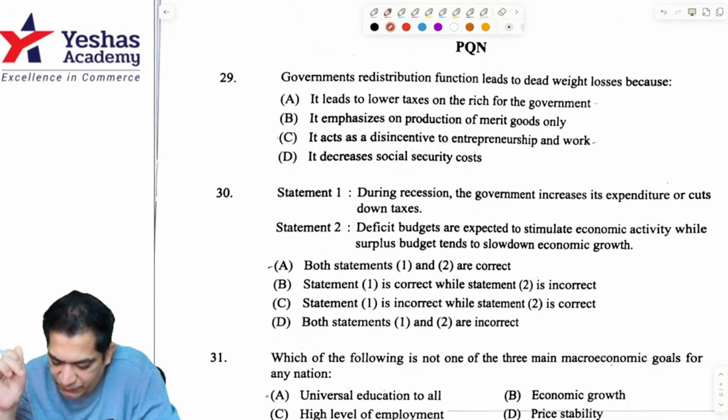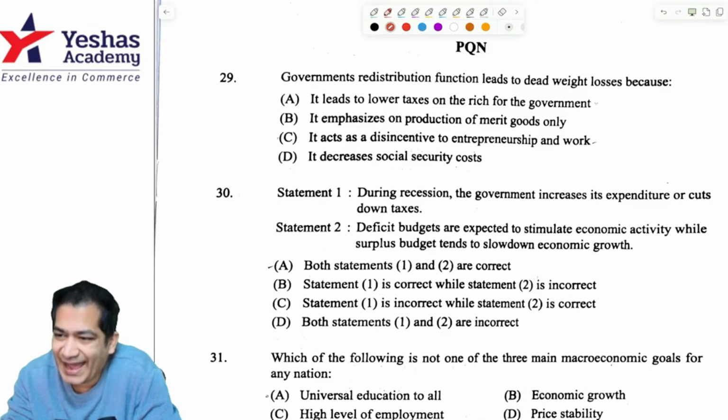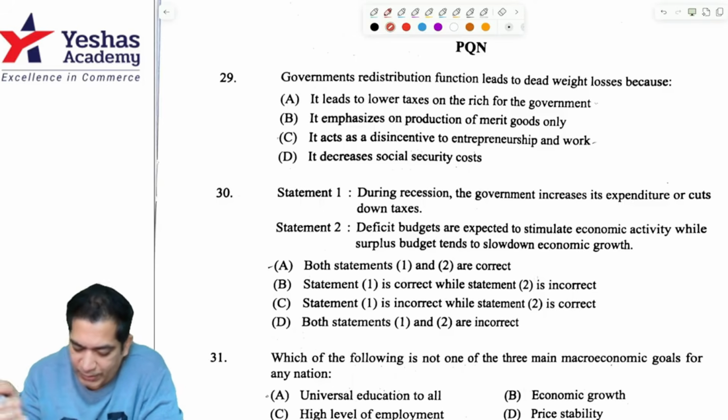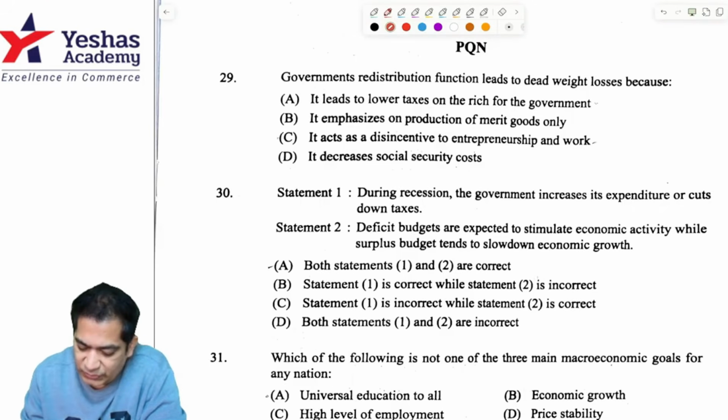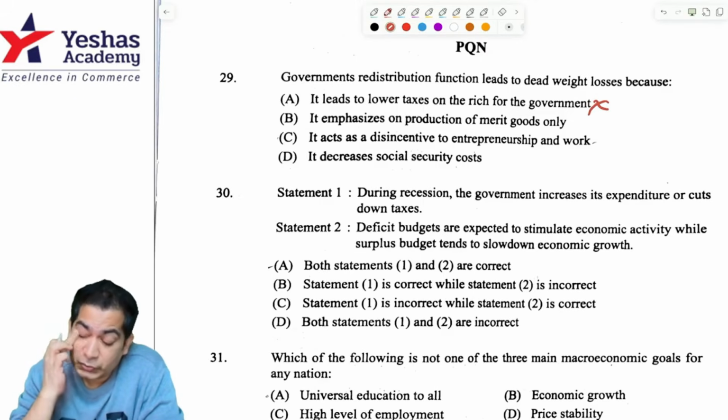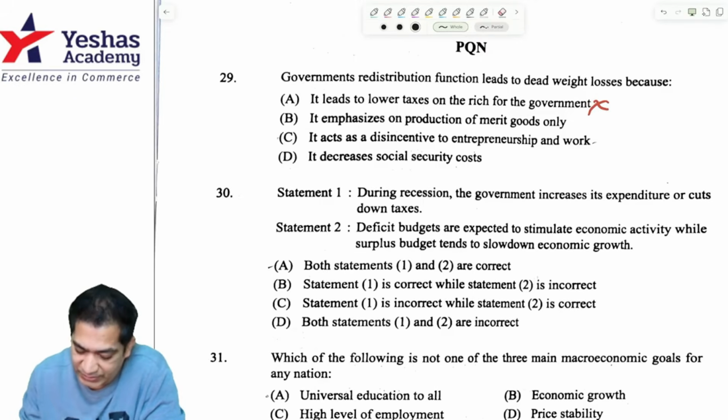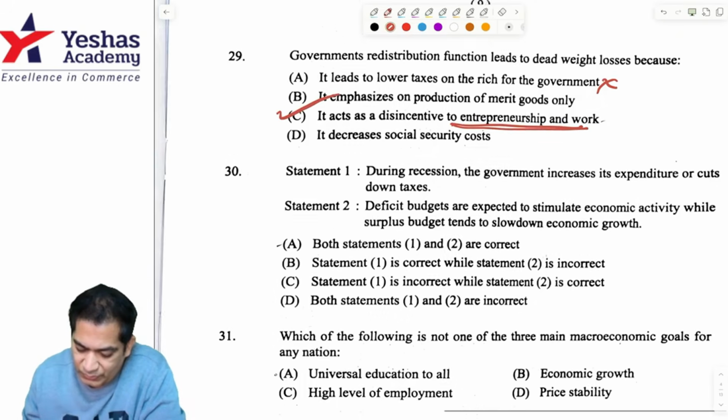Government redistribution function leads to deadweight losses. Deadweight losses create a drag on the economy. Why? Because it leads to lower taxes on the rich for the government? No, government taxes are progressive, so they will be higher if your income increases. Emphasis on production of merit goods? No, that's not the reason. It acts as a disincentive to entrepreneurs and work? Yes, if people are given free money, then who will want to work? So C is the answer.